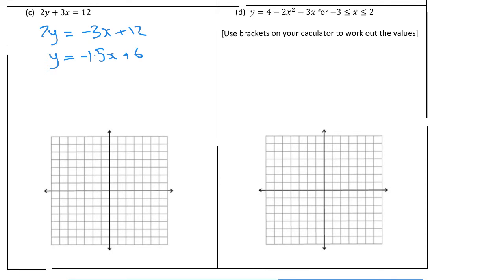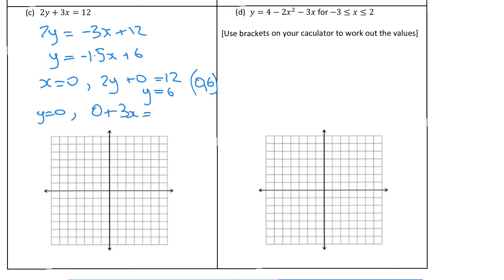So what's actually best to do in this sort of case is to do whenever x equals 0 and work out the corresponding value of y. So we'd have 2y plus 0 equals 12, in other words, y equals 6. So we've got the point 0, 6. And then whenever y equals 0, we get that 0 plus 3x equals 12, so x equals 4. So then we've got the point 4, 0.